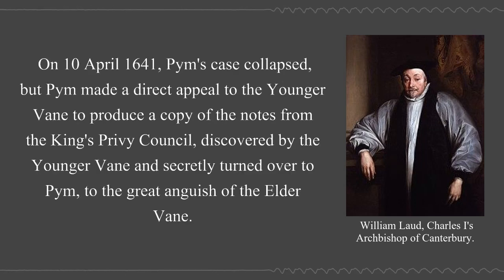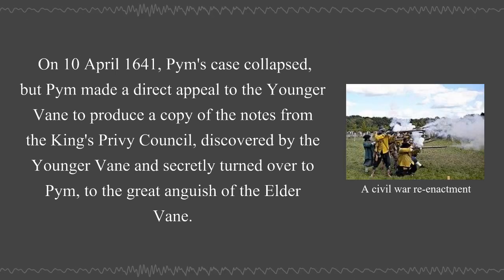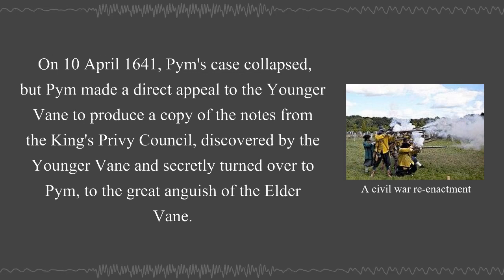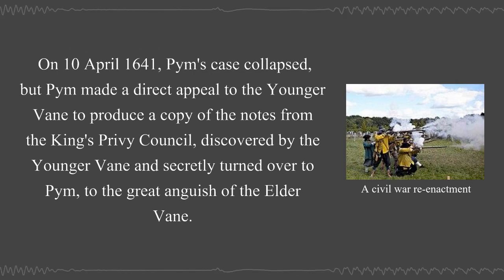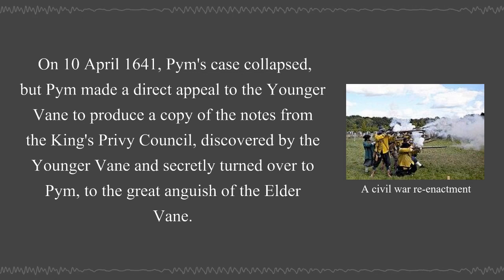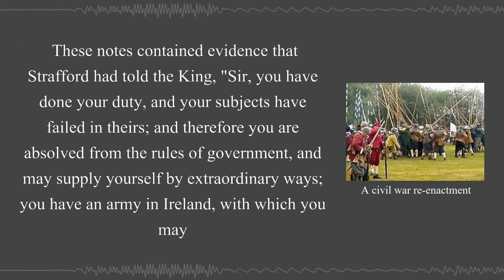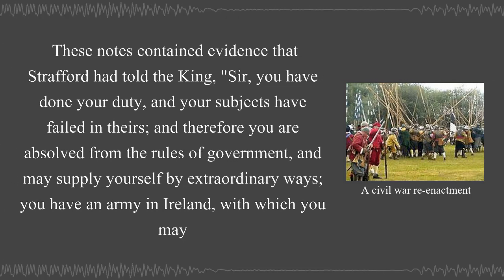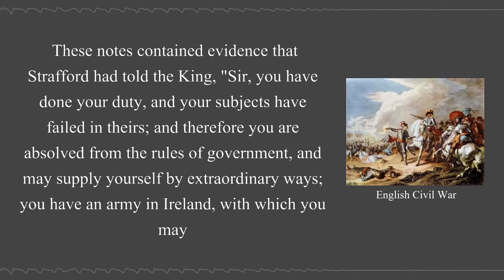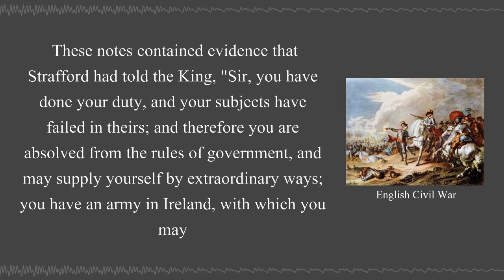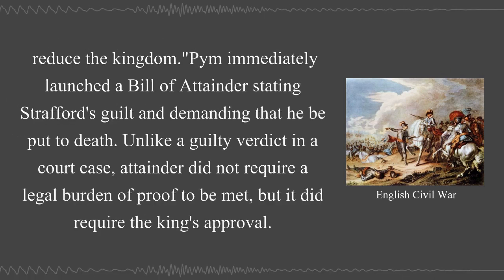On 10 April 1641, Pym's case collapsed, but Pym made a direct appeal to the younger Vane to produce a copy of the notes from the King's Privy Council, discovered by the younger Vane and secretly turned over to Pym, to the great anguish of the elder Vane. These notes contained evidence that Strafford had told the king, "Sir, you have done your duty and your subjects have failed in theirs, and therefore you are absolved from the rules of government and may supply yourself by extraordinary ways. You have an army in Ireland with which you may reduce the kingdom."